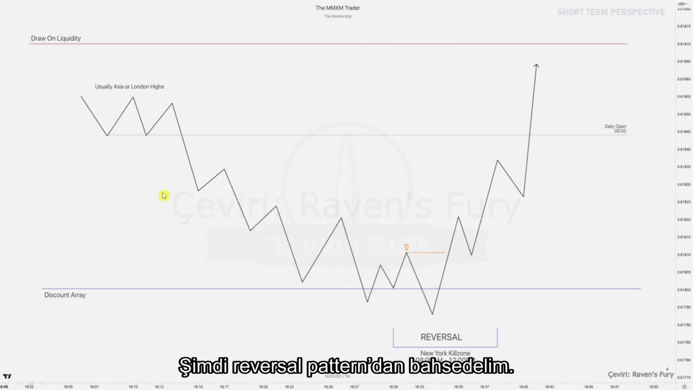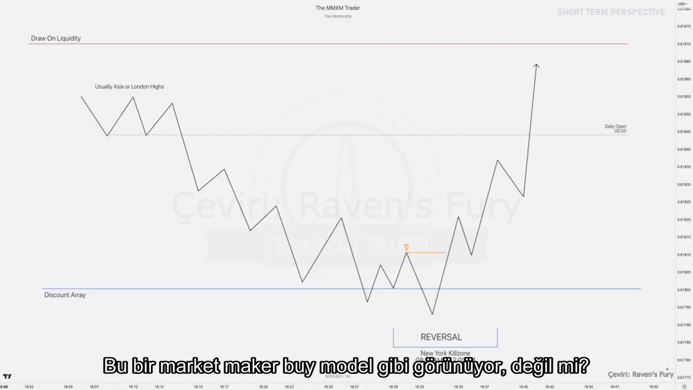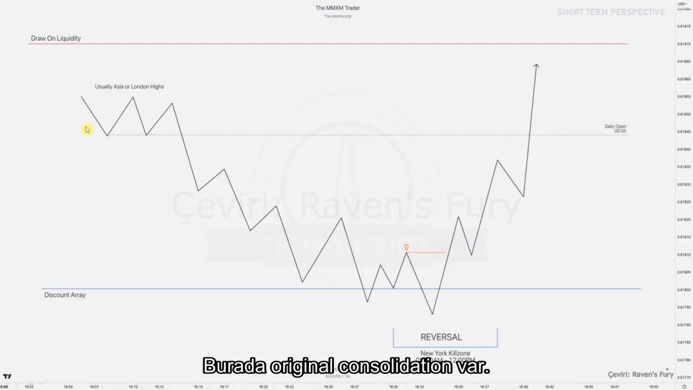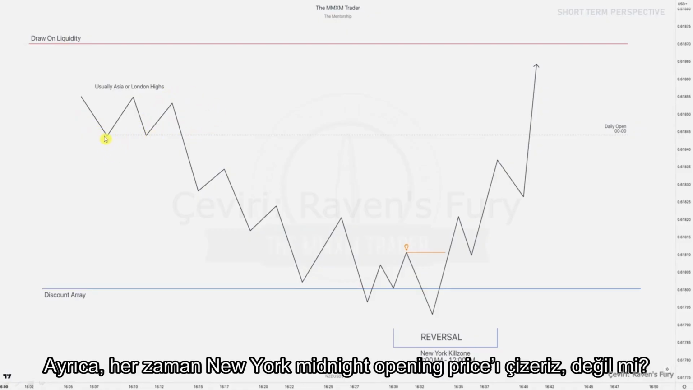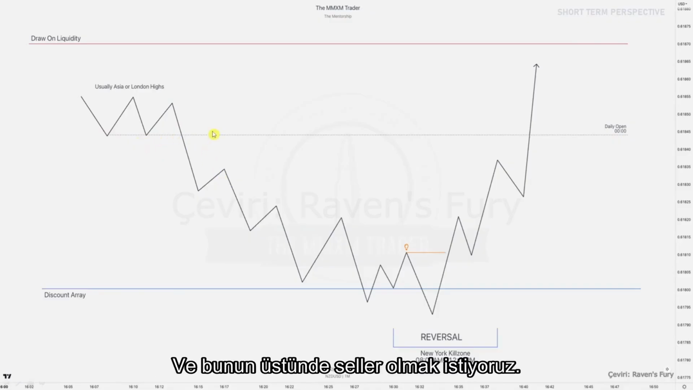Right, let's talk about that reversal pattern. Now, this looks like a market maker buy model, right? We have that original consolidation over here, and also we always draw out our New York midnight opening price, right? Because we want to be a buyer below this timeline, right? At New York midnight opening price, and we want to be a seller above it.